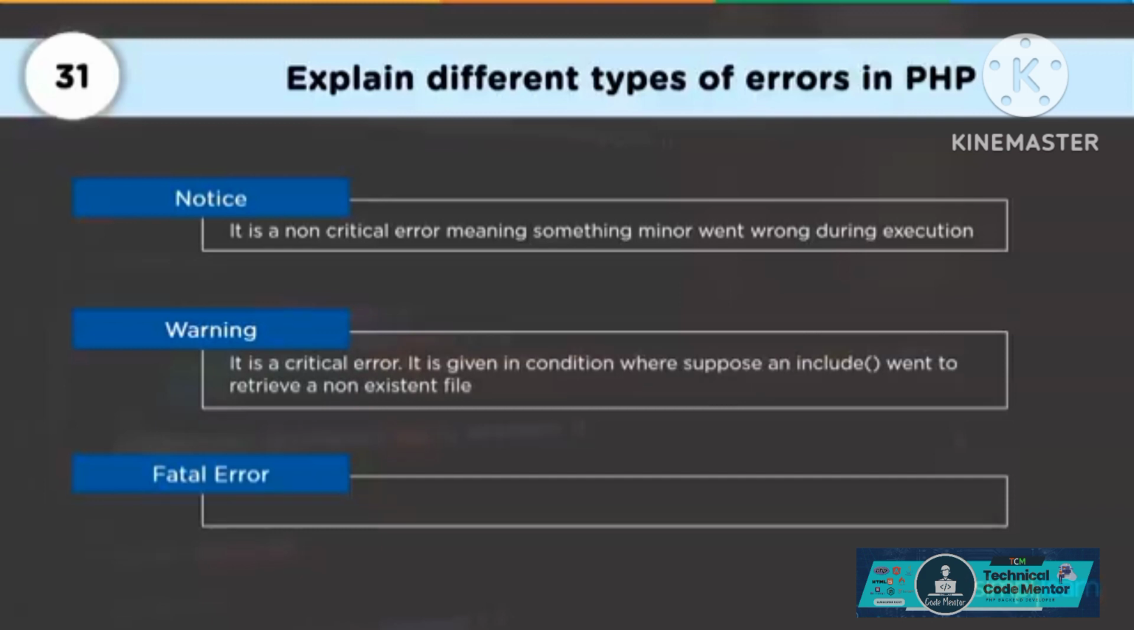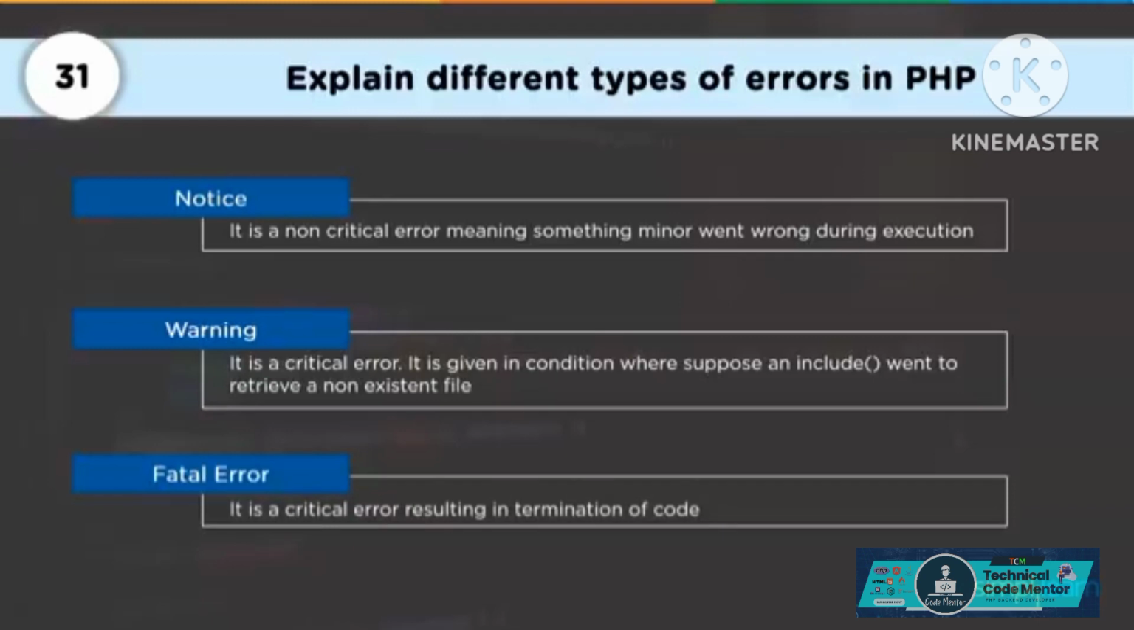Now it is given in a condition where, suppose, an include function that we just discussed in the previous question went to retrieve a non-existent file. So suppose you use an include function and the file does not exist, it will display a warning. And the final is a fatal error. So it is a critical error resulting in termination of the code.